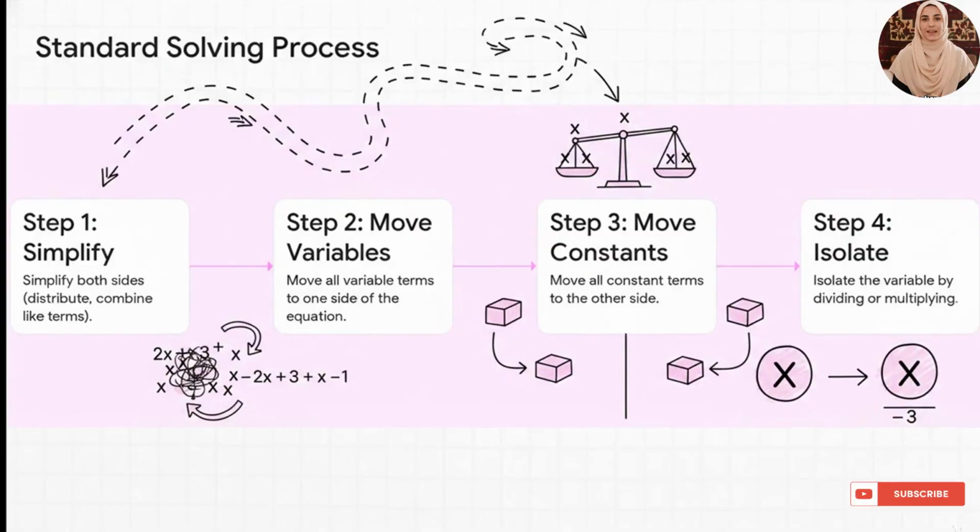This super simple idea is the engine that's going to solve pretty much every single one of these problems for you. And this whole thing builds into a super reliable 4-step game plan. First, you clean things up, simplify both sides. Then you herd all your variables to one side and all your plain numbers to the other. And finally, you use that one last inverse operation to get the variable totally by itself. That's your roadmap every single time.